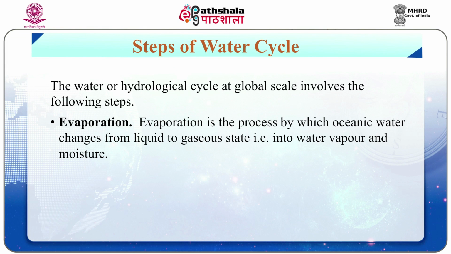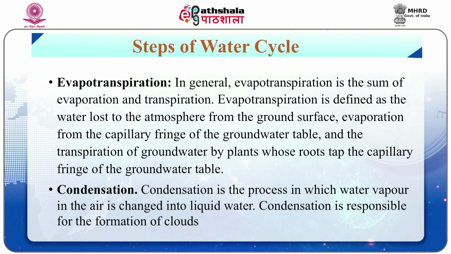Steps of the water cycle. The water cycle at global scale involves the following steps. Evaporation. Evaporation is the process by which oceanic water changes from liquid to gaseous state. Evapotranspiration. In general, evapotranspiration is the sum of evaporation and transpiration.